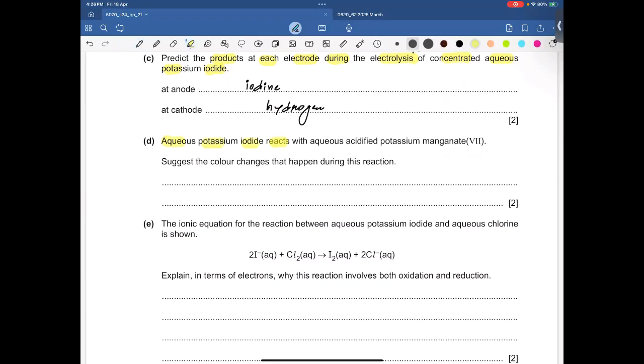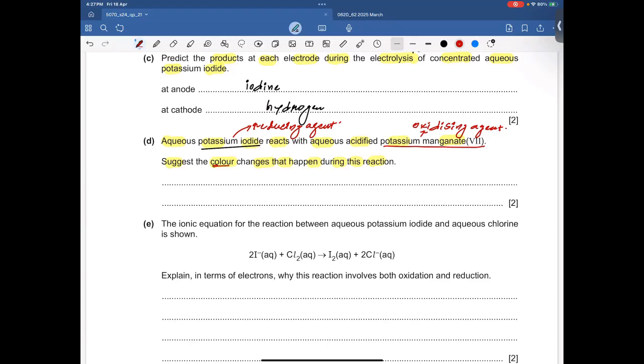Aqueous potassium iodide reacts with aqueous potassium manganate(VII). State the color changes that happen during this reaction. By the way, potassium iodide is basically a reducing agent, and potassium manganate(VII) is basically an oxidizing agent.